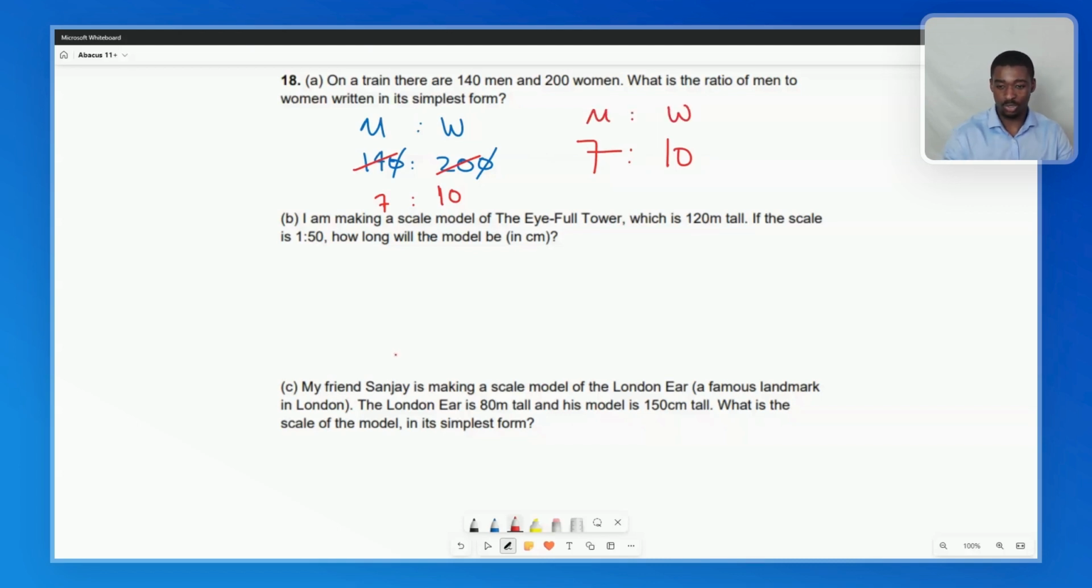Now for part B, we're told that we're making a scale model of the Eiffel Tower, which in real life is 120 meters tall. Very tall. But for our scale model, we're going to use the ratio 1 to 50. So how long will our scale model be in centimeters? Let's break this down. There are a few different parts to this question. First thing is understanding that we're going from meters to centimeters, so let's be mindful of that.